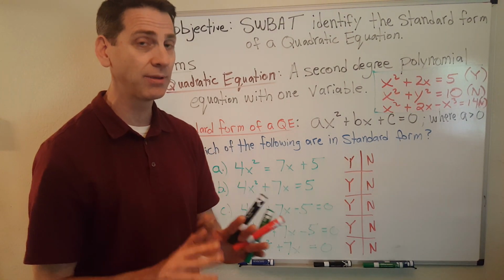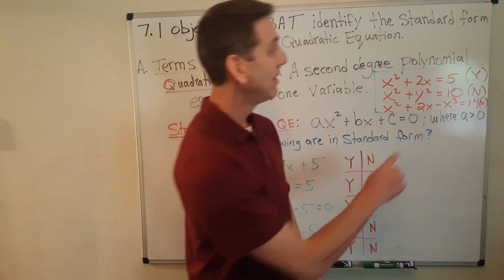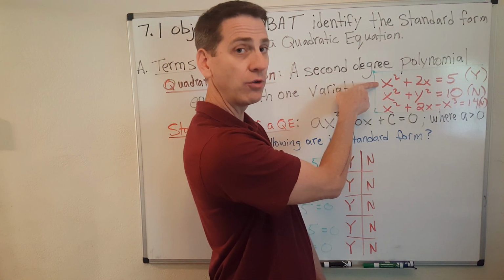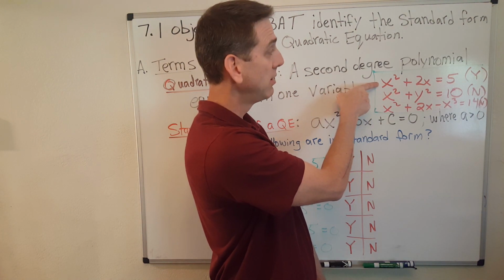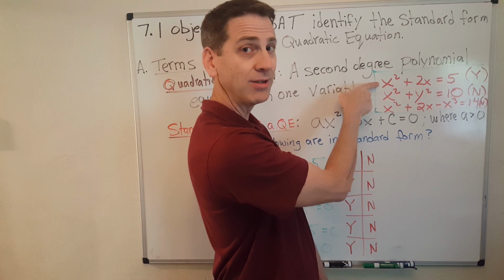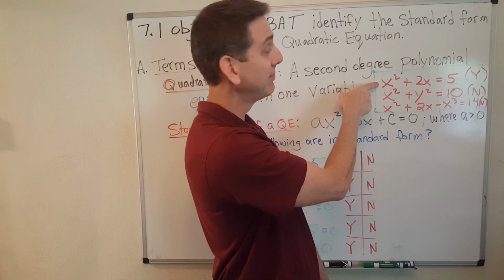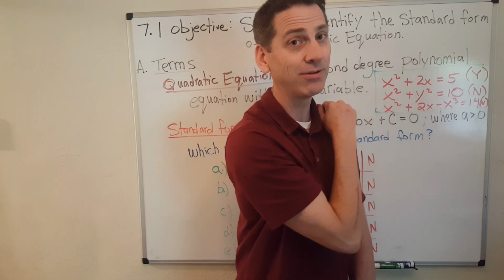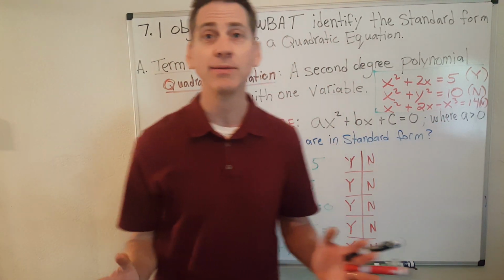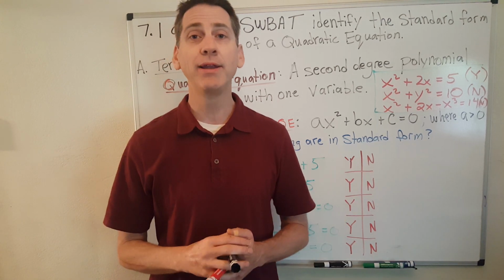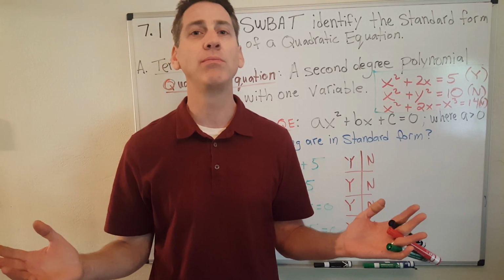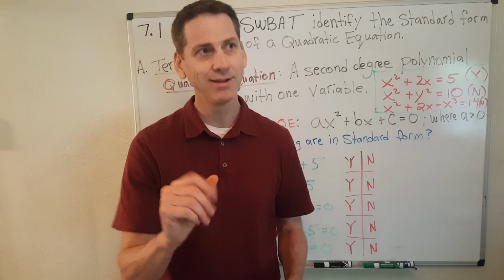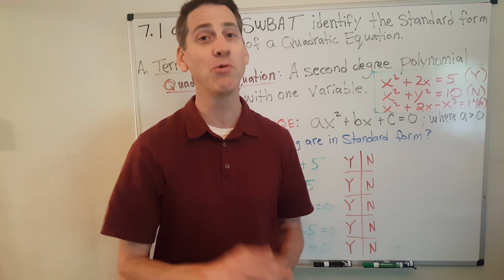Now let me make something clear. This first one, we said it was a quadratic equation, correct? It is a quadratic equation, but is it in standard form? Well, that's not a 0, so it's not in standard form. So it's kind of like your bed. You get out of bed and it's all messed up. A messed up bed is still a bed, right? It's just not in standard form. It's not in the right form.